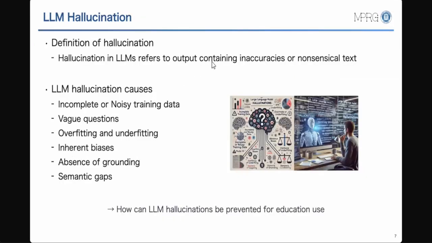But one of the biggest challenges in using LLMs for education is dealing with hallucinations. In LLMs, hallucination refers to outputs that contain inaccuracies or non-essential text. There are several reasons why LLMs produce hallucinations. Some common causes include incomplete or noisy training data, vague questions, overfitting or underfitting of the model, and inherent biases. So preventing hallucination in LLMs is an important task, but it's not an easy one.